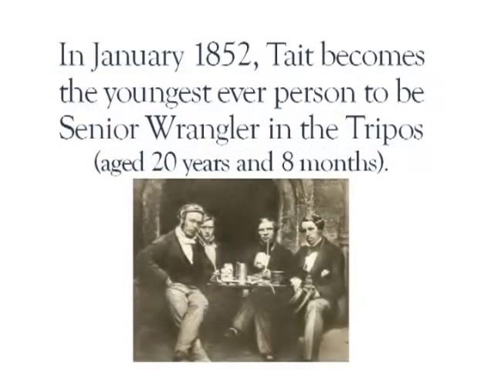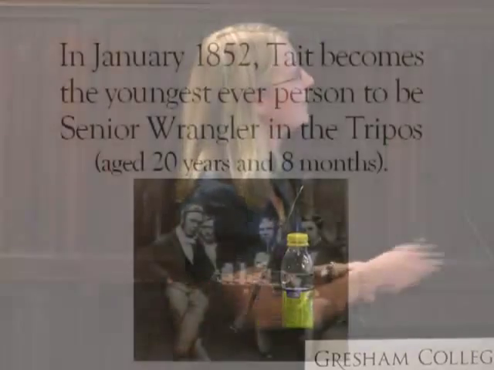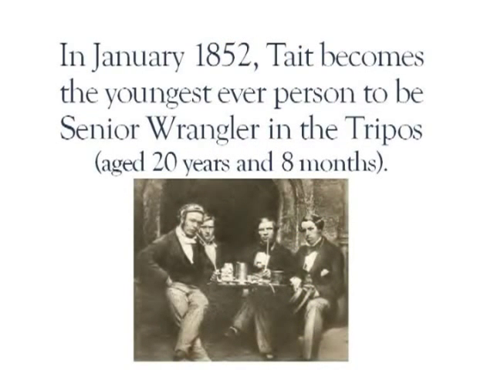So in 1852, this series of events meant that Tait became the youngest ever person to be senior wrangler in the mathematics tripos exams, which means that he got top exam marks, and he was only 20 years and 8 months old. And the record that he set wasn't bettered until 1936, when a 19-year-old became senior wrangler. And of the three, he was the only person who was senior wrangler, so both Maxwell and Steele only got second wrangler. And this is a picture of Tait here on the left-hand side.